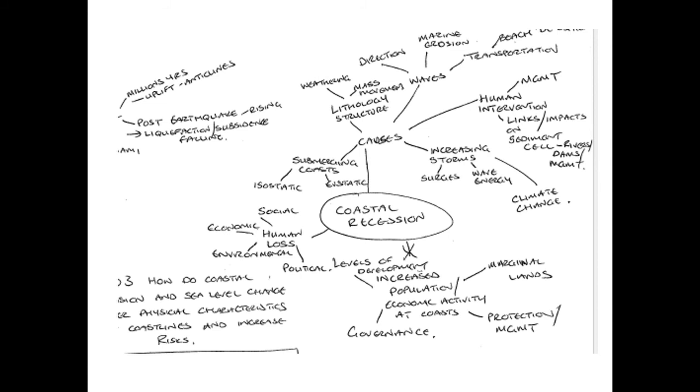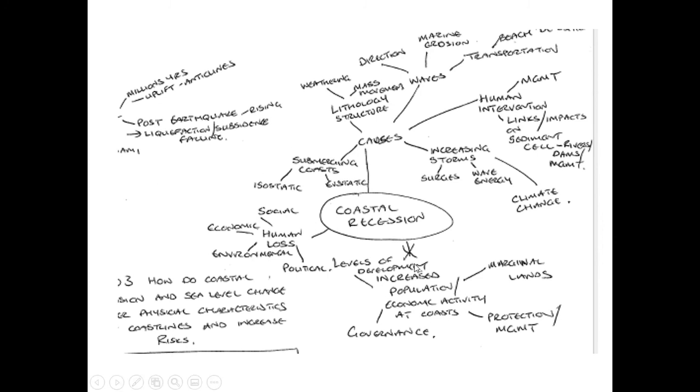Now, the increasing level of risks could be due to the increasing population and economic activity in coast. More people are living on the flat coastal plains, which are marginal lands. The protection and management can be increasing risk or reducing risk. As levels of development have increased in coastal locations, therefore when recession occurs, it's likely to increase the economic losses. And governance also has an important role to play.